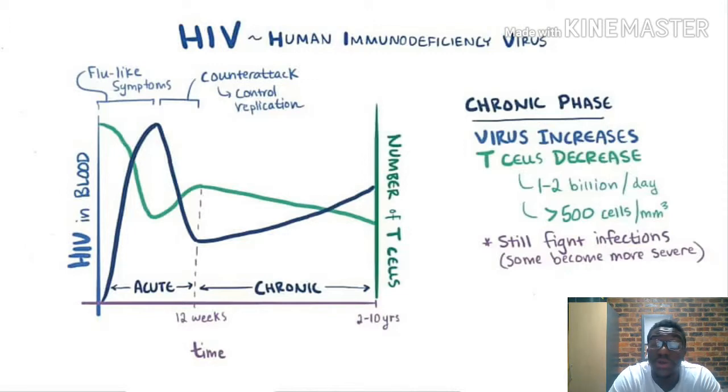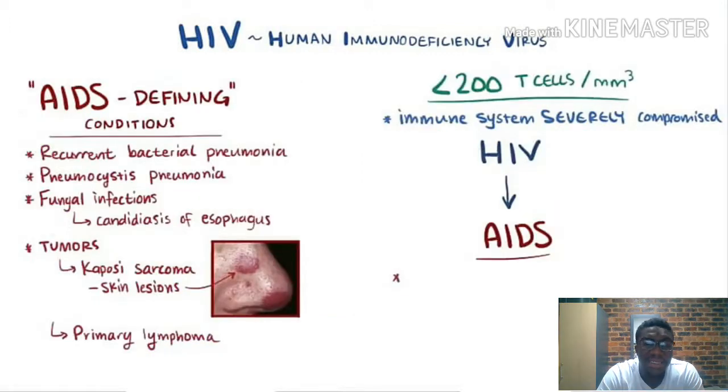The chronic stage, also known as clinical latency, is usually asymptomatic. HIV continues to multiply, but at a much slower rate. Patients may not show any symptoms, but they can still spread the virus to others. Without treatment, the disease usually progresses to AIDS within a period of 2 to 10 years. AIDS is the final stage of an HIV infection.